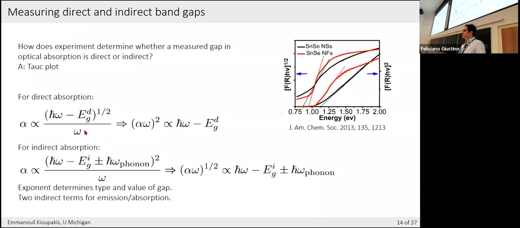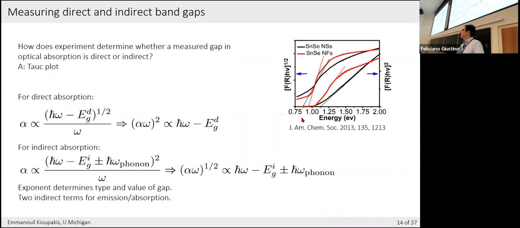So what do experimentalists do? They take their measured signal, multiply by the photon energy, and then square it. Okay? And then that should give you a straight line with respect to the photon energy, like you see here. So this intercept gives you the direct band gap. Now, if you do the same process, but instead of squaring, you take the square root, you'll find a straight line, and that will give you the indirect band gap.